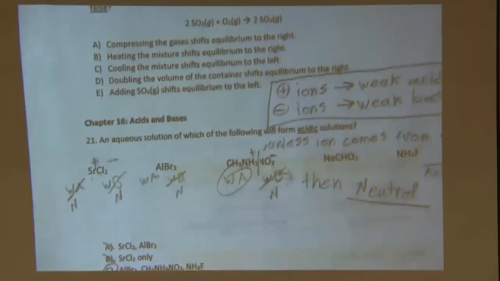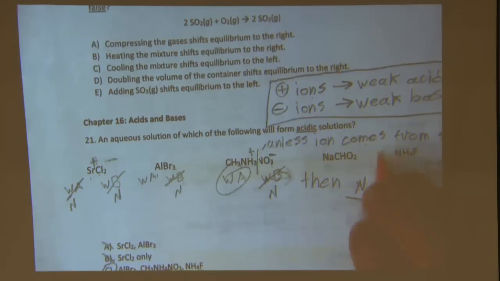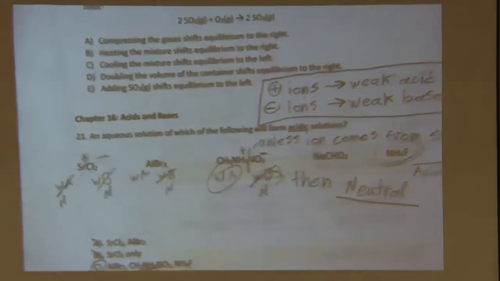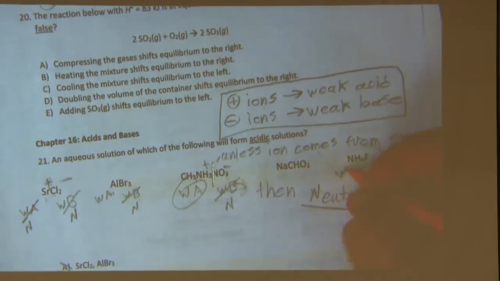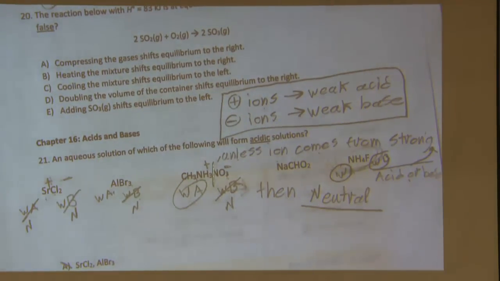Let me take a look. NH4F. So here, this is a tricky one. For this one, both of these are actually coming from a weak acid and a weak base. Neither of these actually come from a strong thing. So based on that, I have a weak acid and a weak base. Do you guys know which is going to be more important right now? The F, because it's an acid. Actually, there's no way of knowing.